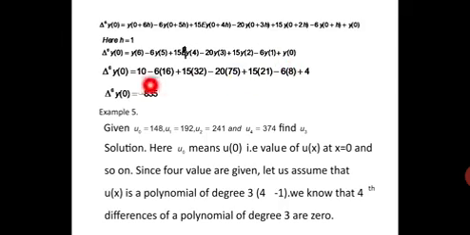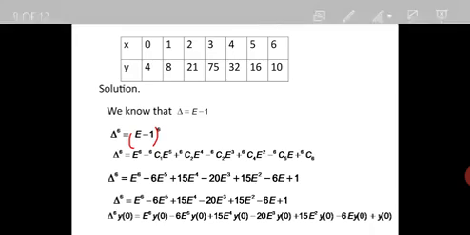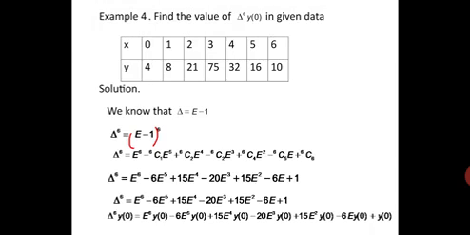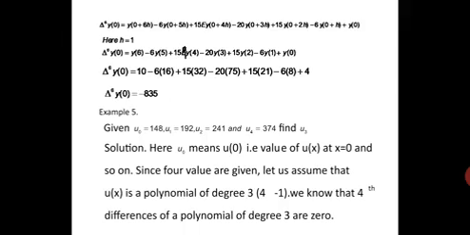So now you can see delta to the 6 of y naught. I will substitute each and every value. Y of 6, that is the y value when x is equal to 6. You can see the y value when x is equal to 6. Here it is. X value is 6, then what will be the y value? It is 10. Like that we will substitute all the values over here for each and every term.